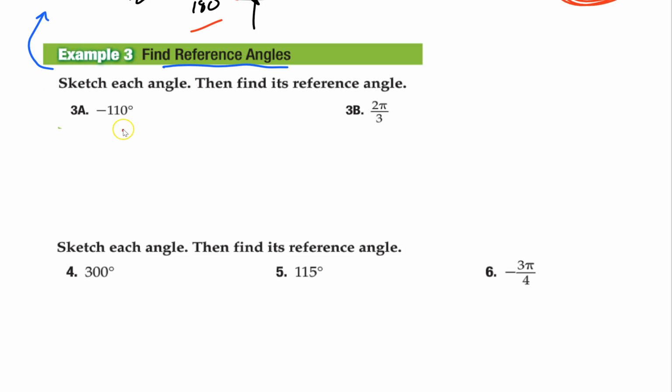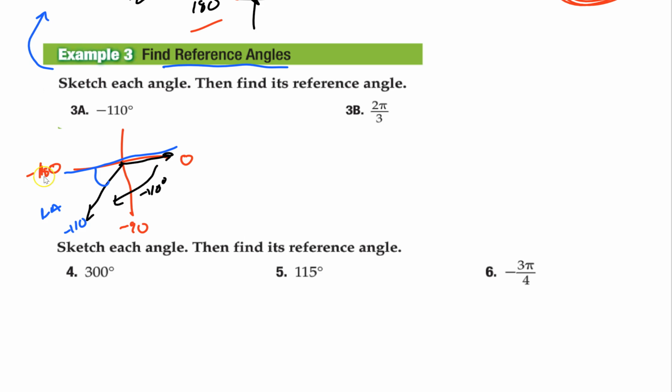So let's do a couple of examples. First, let's talk about degrees. We do it just like we talked about: we want to graph it first. Here's 0. It's a negative, so we're going to go down. Here's negative 180, negative 90. Negative 110 should be in between these two, so like this. That's my angle. But I want the reference angle, so again I want to go to the x-axis, which is right here. In this case, you're at negative 110 and you have to go all the way to negative 180. Just think about how far apart they are. They are 70 apart.